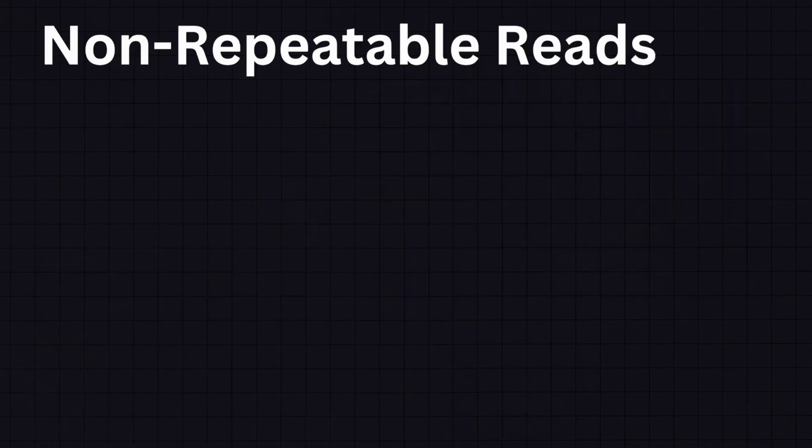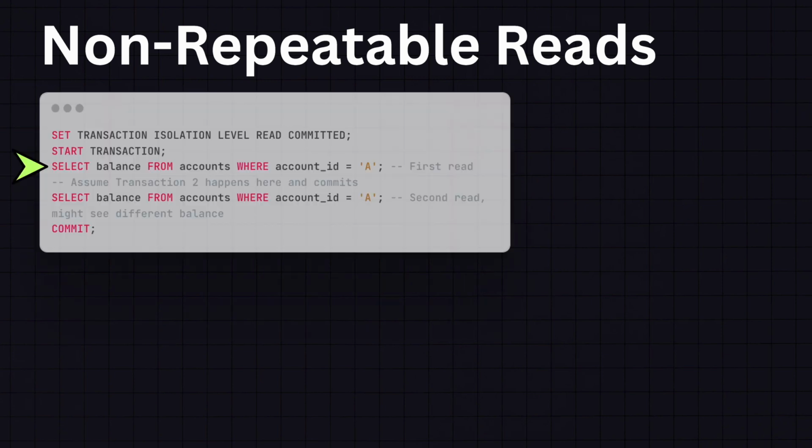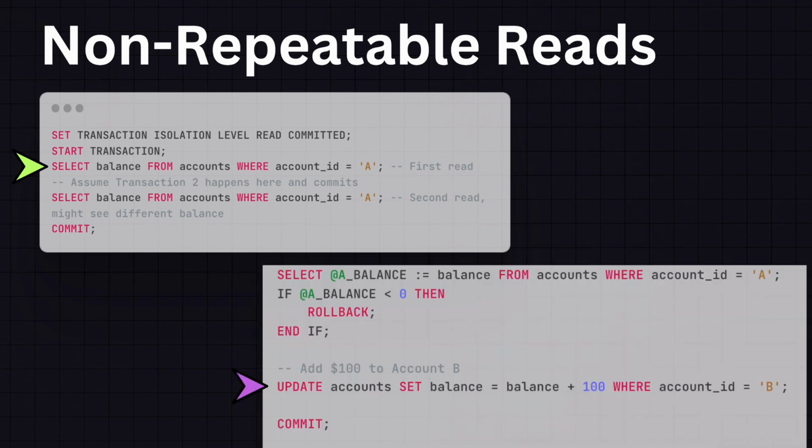Next one is non-repeatable reads. This happens when a row is retrieved twice and the values within the row differ between reads. Essentially, another transaction modifies the row between the two reads. For example, transaction 1 starts and reads the balance of account A, and then transaction 2 transfers $100 from account A to B and commits. And then the first transaction reads the balance of account A again and sees a different balance than before.